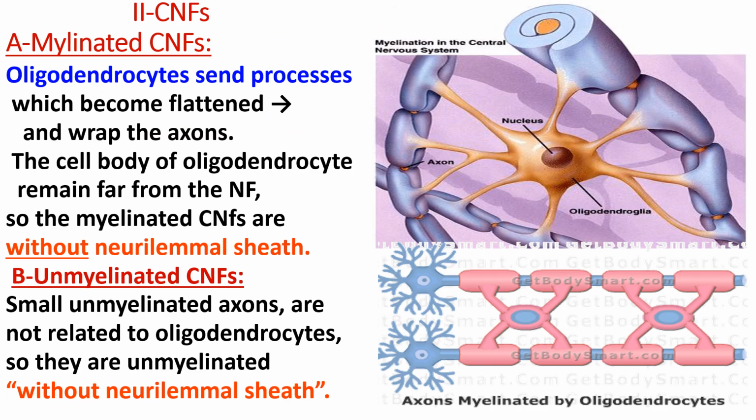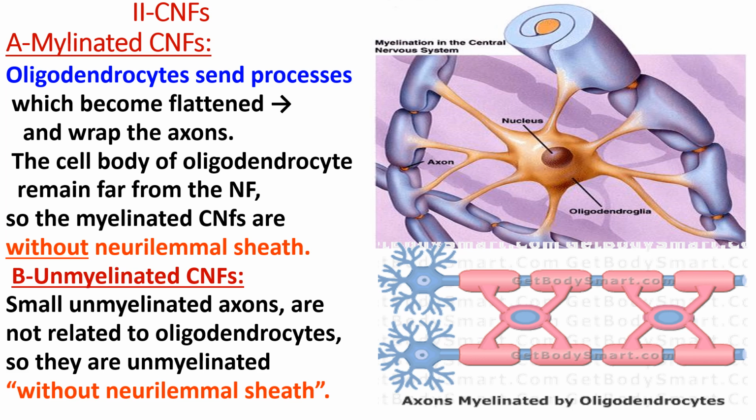What about myelination in the central nervous system? How do central nerve fibers become myelinated? First, we have to know that myelination is produced by another cell called oligodendrocyte, and it is a type of neuroglia discussed in the previous lecture. How does it produce myelination? It sends processes to the nerve fiber.